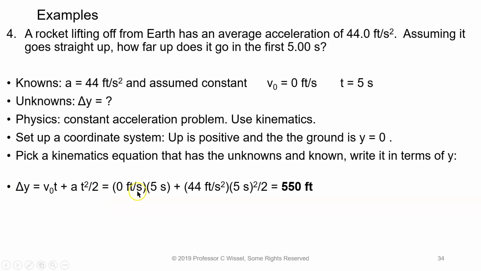Okay, so 0 feet per second for v0 times 5 seconds. Of course, that one drops out. The acceleration is 44 feet per second squared. We have 5 seconds, quantity squared, divided by 2. Now, notice the units. The second squared is going to cancel out that second squared, and we wind up with 550 feet. So the units check says it's right, and it looks okay.